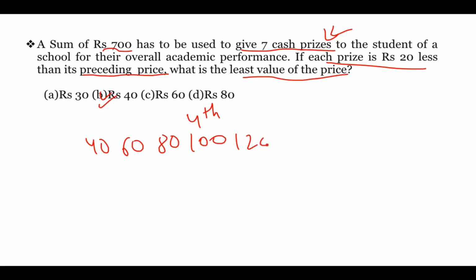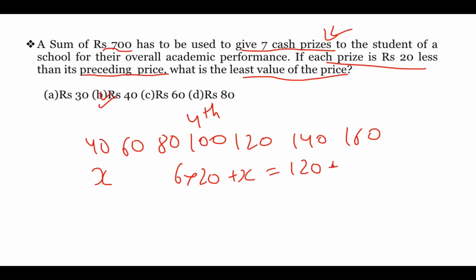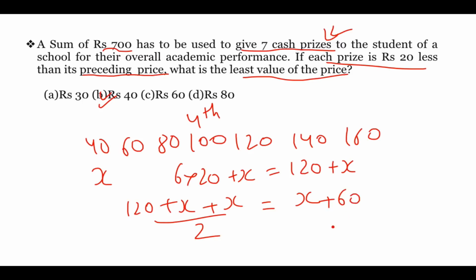Or the fifth prize will be 120, 140, 160. Or you can approach it by formula also, it's very boring. Let's assume the lowest prize is x, then the highest prize will be 6 times 20 plus x, that is equal to 120 plus x. Now you know the average of an AP is known. So the average of 120 plus x and x, divided by 2, will be x plus 60. Now you know it is 100, so x will be equal to 40.